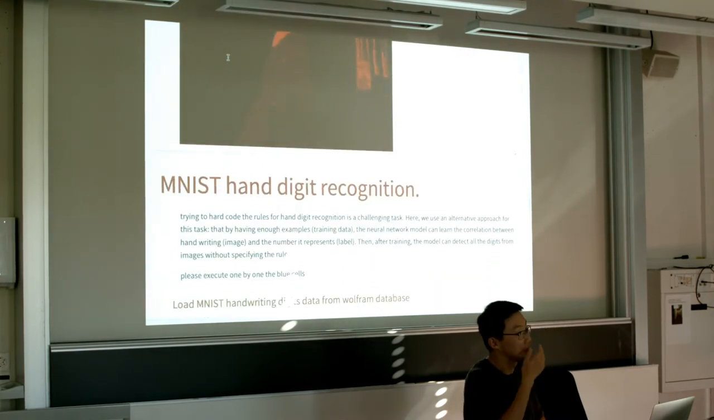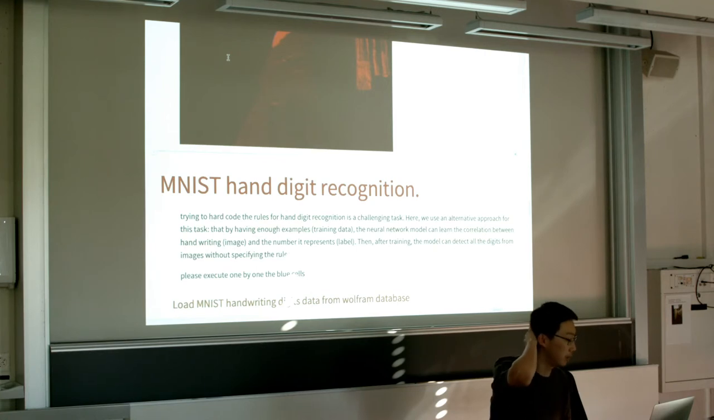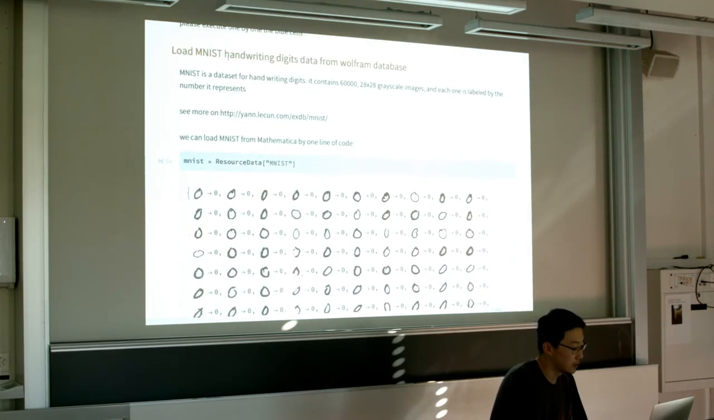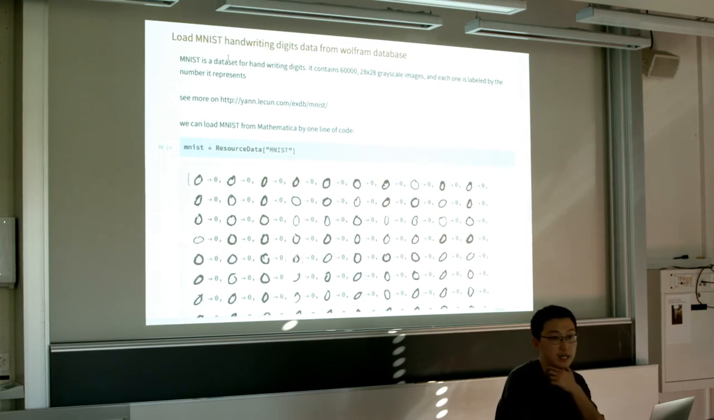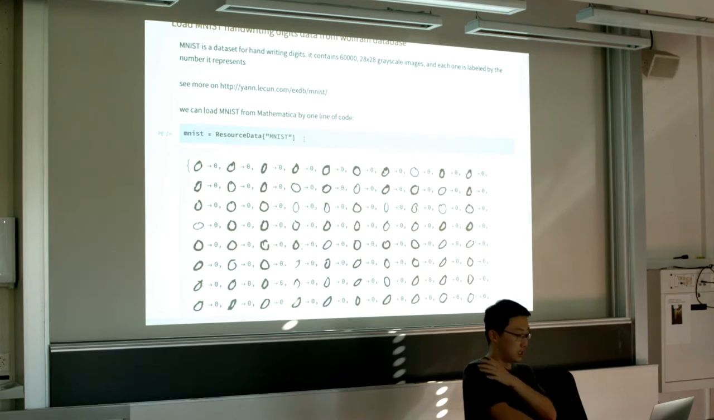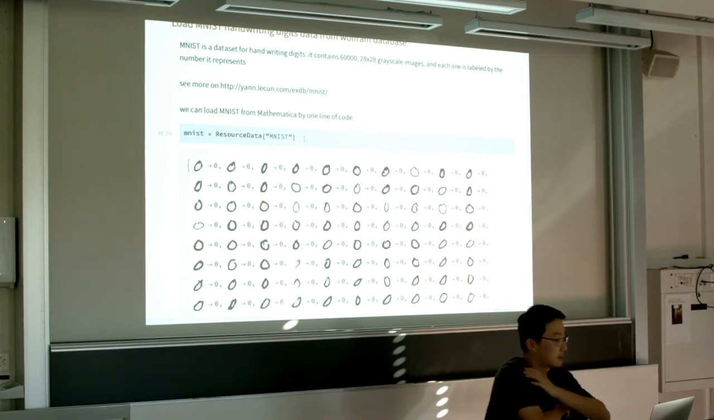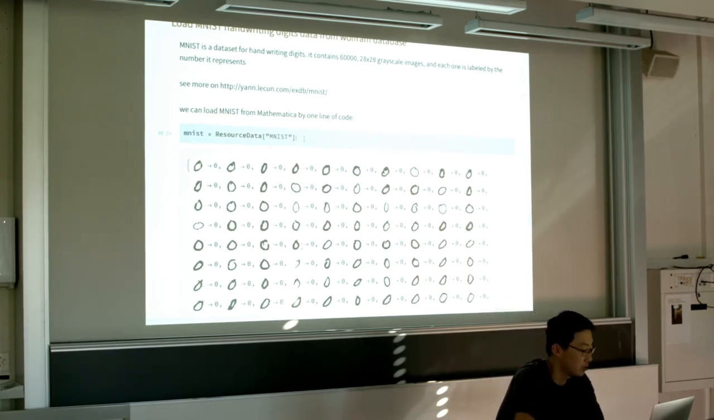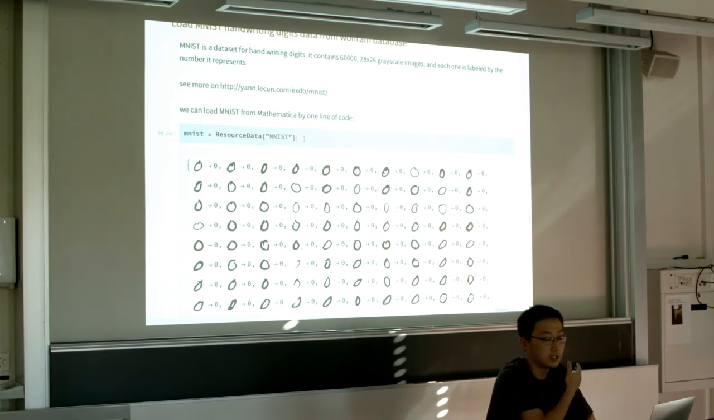Yeah, basically these are the three examples we've shown in the slides. And the fourth example would be the handwritten digit recognition. Here for this recognition, I actually use a neural network. It is already implemented in Mathematica, so the code will actually be very simple.